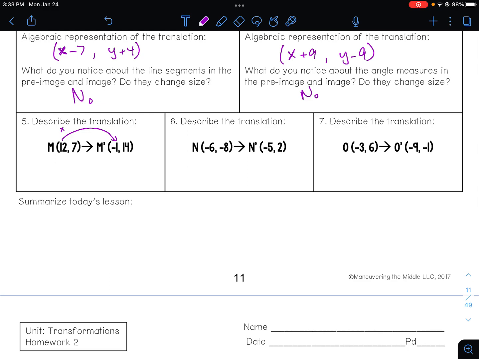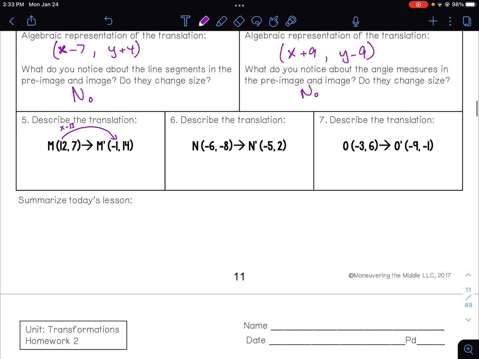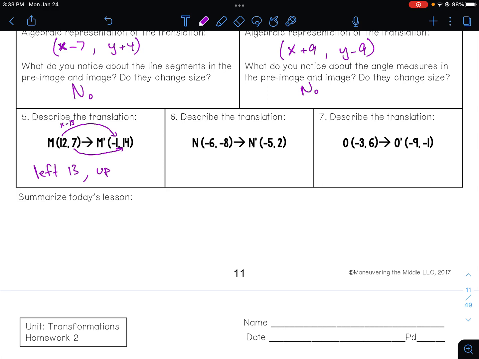How much am I going? Well, how do I get from 12 to negative 1? Well, 12 minus 13, because I'm going down to 0, so minus 12 plus 1 more. So x minus 13. So you're going to the left 13. And then let's look at what's happening to the y. It goes from 7 to 14, so it's going up. How do I get from 7 to 14? Well, I go up 7.